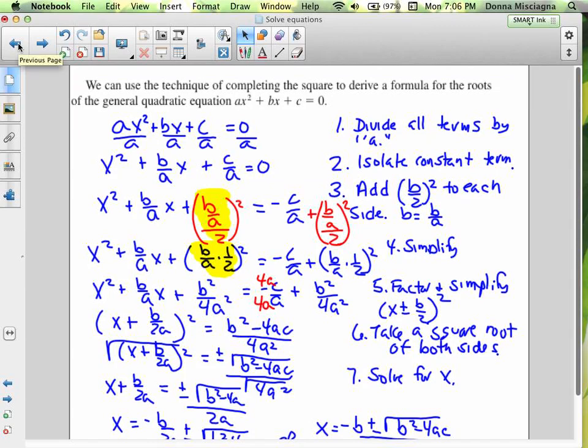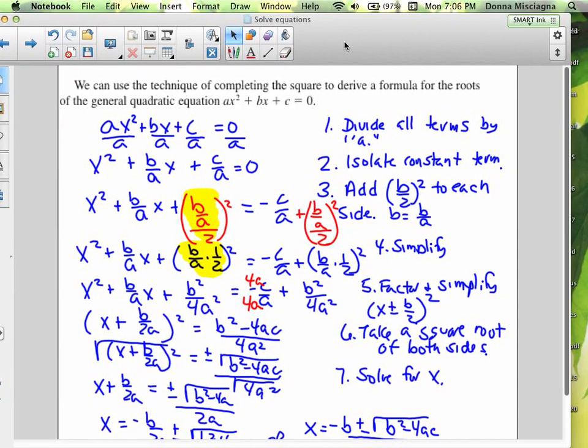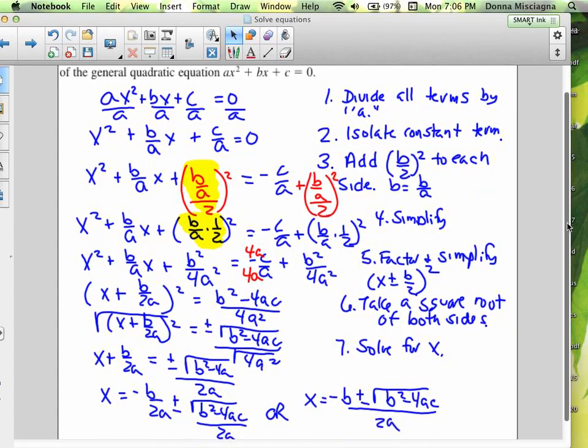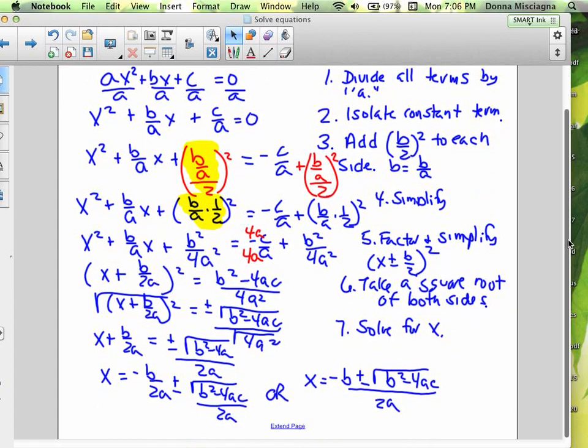Well, now you can't see it anymore because it's at the bottom of the screen there. But let's do that. And hey, that's what we got using completing the square. So we used completing the square on the standard form of the equation, and we got the quadratic formula. I wonder if that's how they got the quadratic formula to begin with.